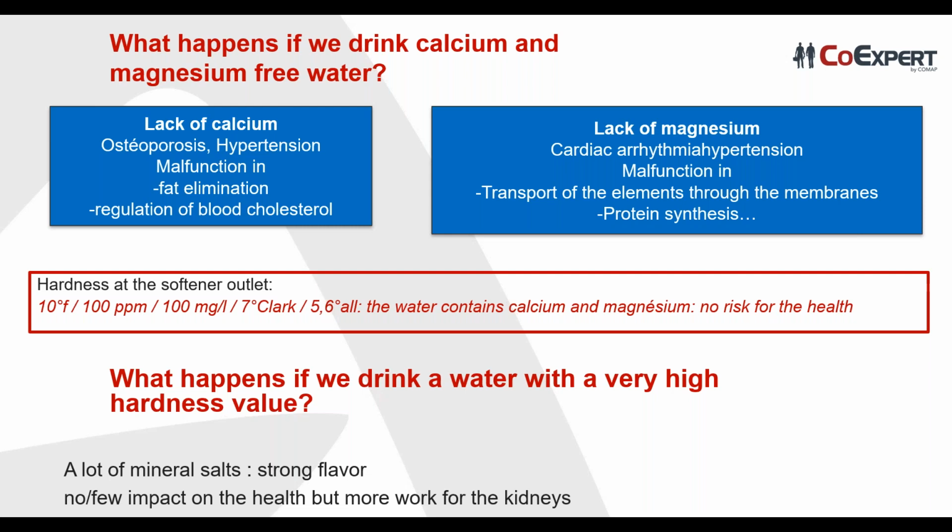Now, just to give you the information, what happens if we drink a water with a very high hardness value? Nothing really important. That means the water contains a lot of mineral salts, so there is a strong flavor, and there is no real impact on the health. That only means our kidneys are going to work harder than if we drink another kind of water. So perhaps it's not a good idea for people who have kidney issues, but I can't say more. So just a few impacts on the health, but that's only for the information.